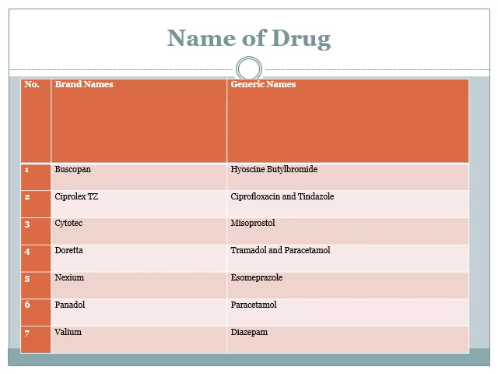At times, to save the hassle of writing ciprofloxacin 500 milligram plus tenecteplase this milligram, you can just write the brand name. A drug like Cytotec is very commonly used, but it's a brand name. The generic name is misoprostol. So we can have another misoprostol, which is not called Cytotec. We have another drug like Doretta, which contains tramadol and paracetamol. We have a drug like Nezio, which is a brand name, and the generic name is isomiprazole. Another is Panadol. If someone prescribes Panadol, the person is actually prescribing paracetamol. We have Valium, and the generic name is diazepam.